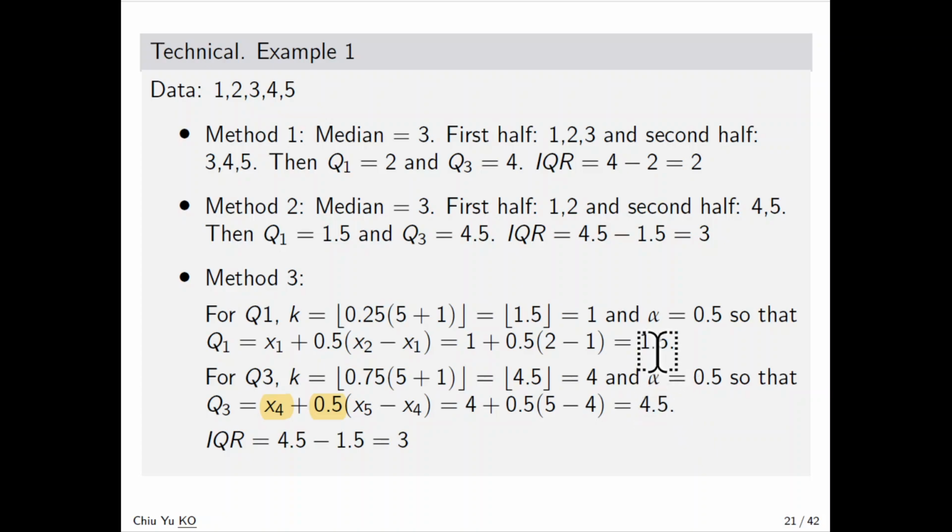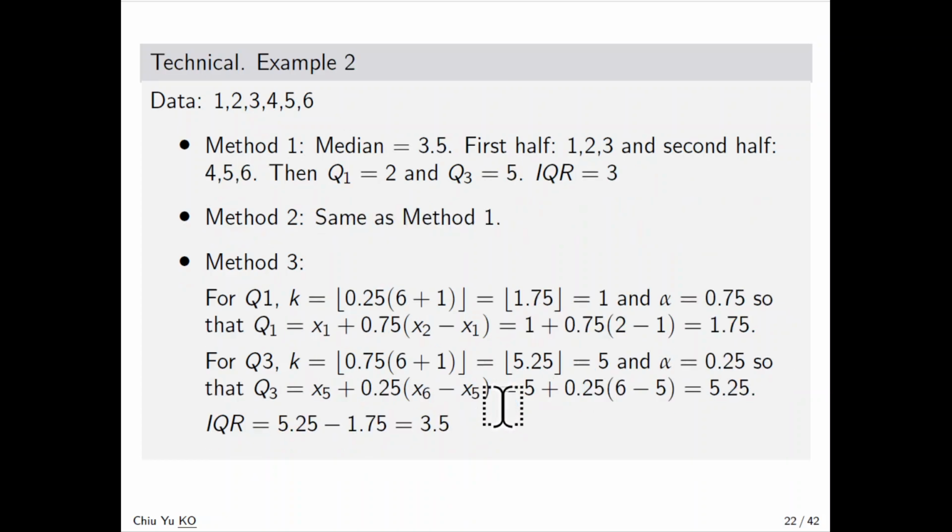So the IQR of the difference will be 3. In this case, 3 is the same as method 2, but it's different from method 1. Okay, so let us see example 2.